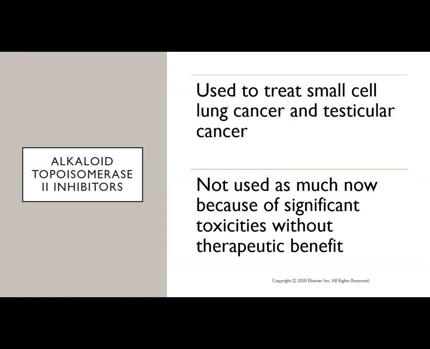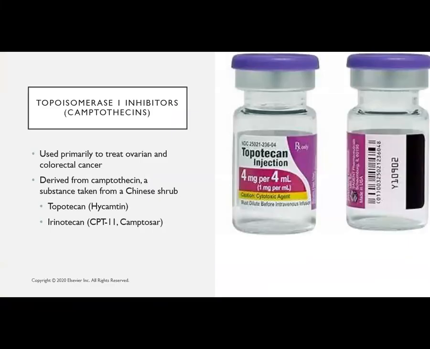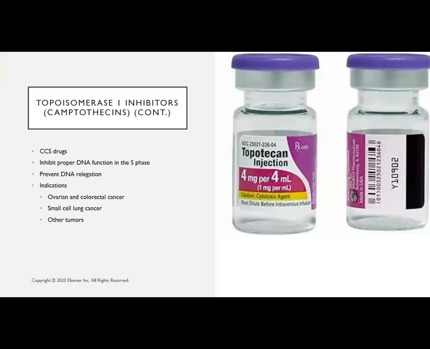Topoisomerase 2 inhibitors are used to treat small cell lung cancers and testicular cancer. Not used as much now because of the significant toxicities without therapeutic benefits. Topoisomerase 1 inhibitors are used primarily to treat ovarian and colorectal cancer, derived from camptothecin, a substance taken from a Chinese shrub. Other two medications.